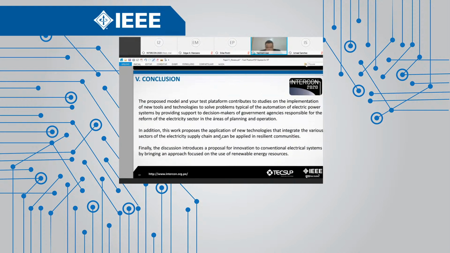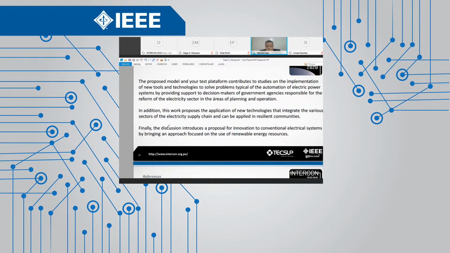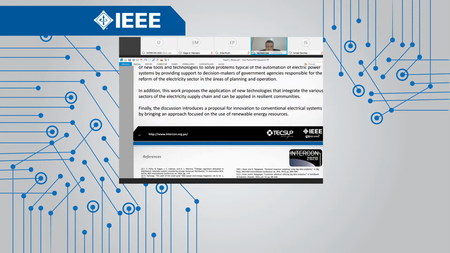The proposed model and its test platform contribute to studies on the implementation of new tools and technologies to solve typical problems of automation. In addition, the proposed application of new technology integrates the various sectors of the electricity supply chain. And finally, the discussion introduced a proposal for innovation to conventional electrical systems by bringing an approach focused on the use of renewable energy sources.